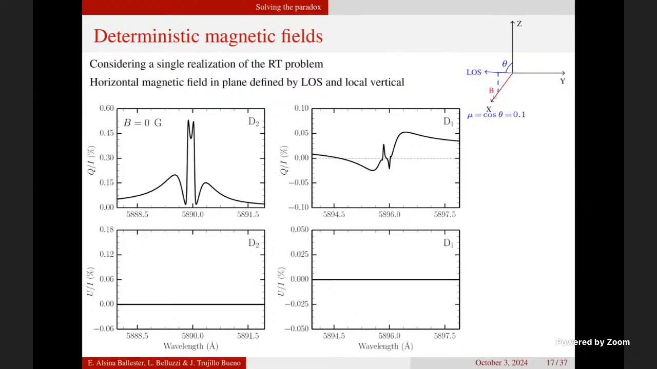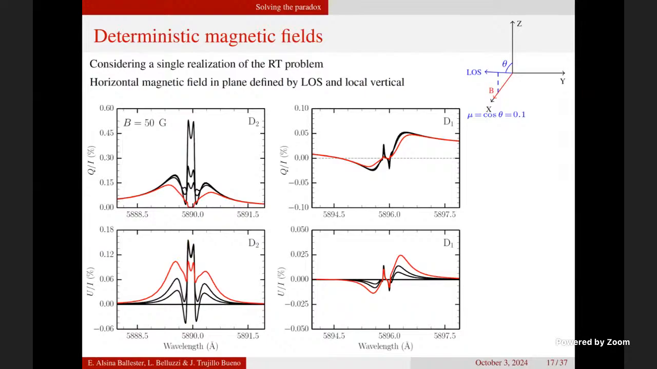On the other hand, here is the same thing, but with a horizontal magnetic field instead of a vertical one. And here, what we see is a depolarization of D1 and D2, and the appearance of Stokes U, which is the linear polarization measured at a different axis. So what we're seeing here is a rotation of the plane of linear polarization.